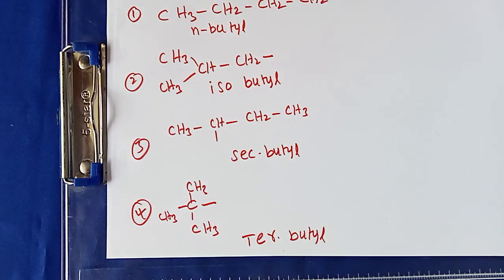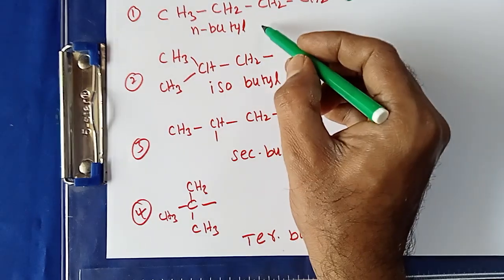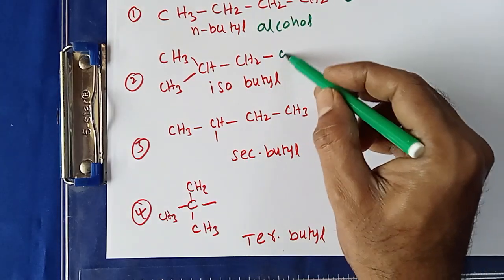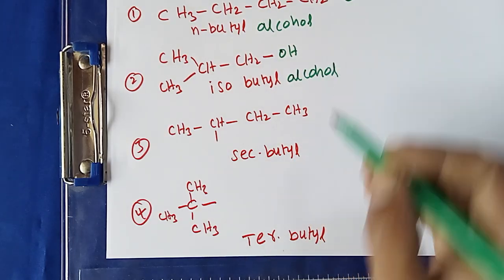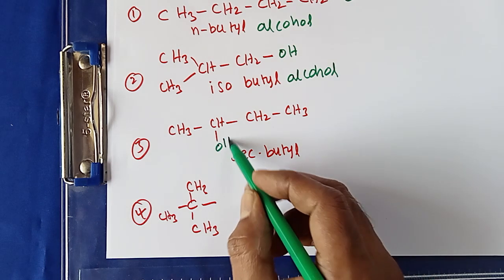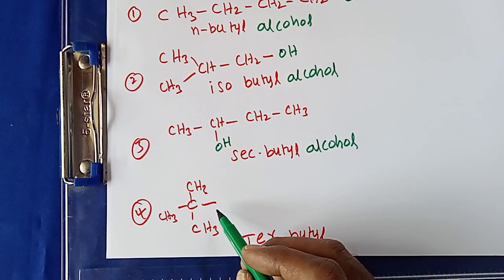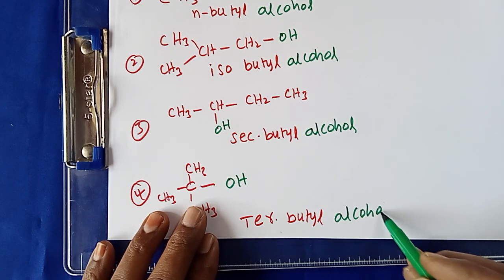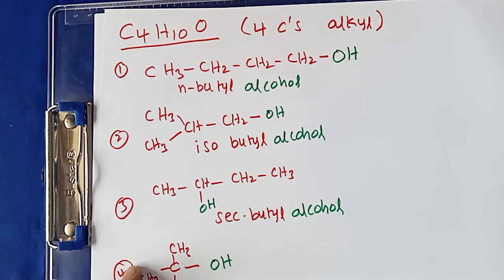Now see here. If you write the OH group here, what is this name? N-butyl alcohol. If you write the OH group here, what is this name? Isobutyl alcohol. If you write the OH group here, what is this name? Secondary butyl alcohol. If you write the OH group here, what is this name? Tertiary butyl alcohol. So this is the number of alcohols possible for C4H10O.